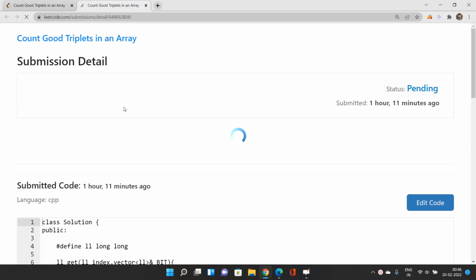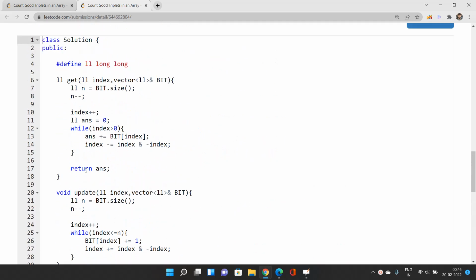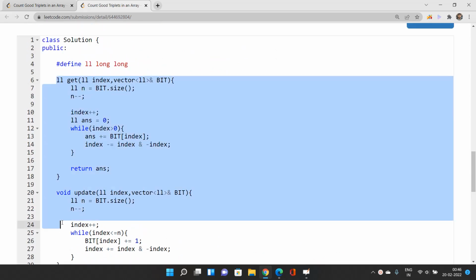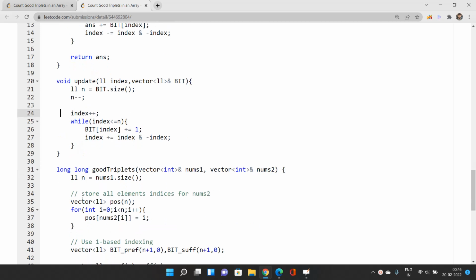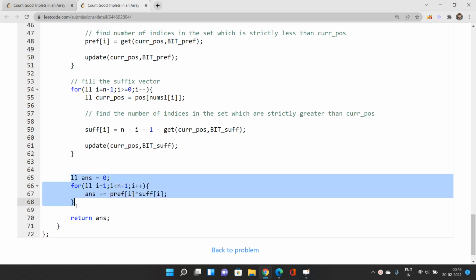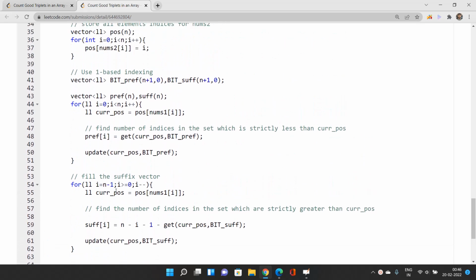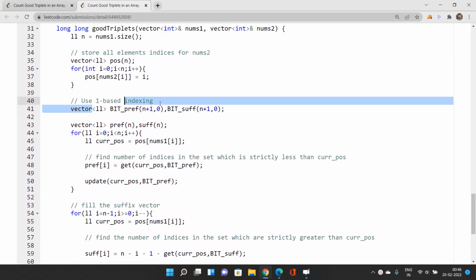There isn't much difference, you can see. So this is about the Fenwick tree, the get function and the update function. Okay, let me show you one more thing. You can see this part is exactly the same once we calculate pref of I and suff of I. So the only difference is how we calculate pref of I and suff of I. So you will use one-based indexing, bit pref and bit suff, which will help in updating and getting the answers.